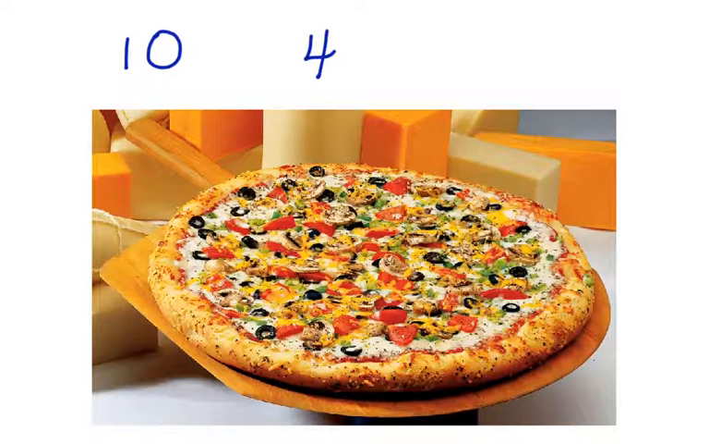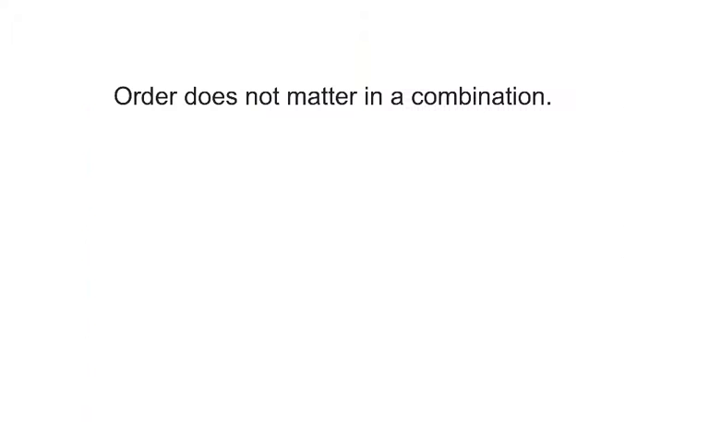This is our combination. We can say that it doesn't matter which toppings or which order Mark chooses to put them on his pizza, but choosing from the 10, he can choose 4 at a time. This is an example of a combination. Order does not matter in a combination. In a permutation, it does matter, but not in a combination.